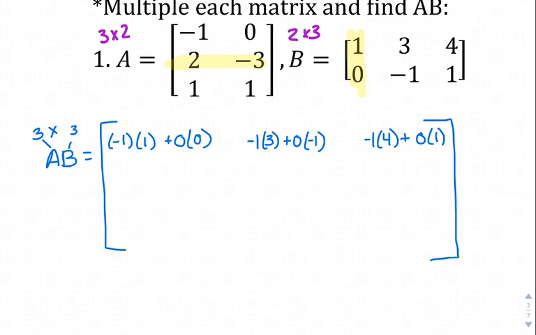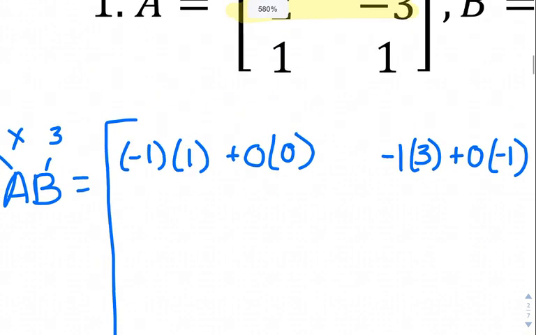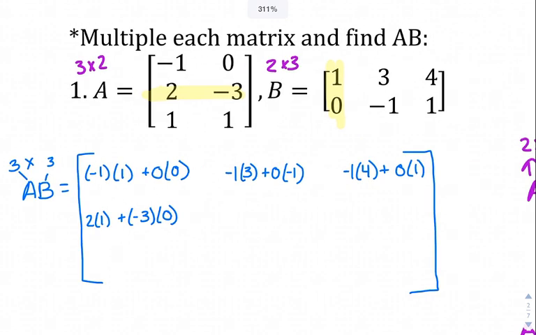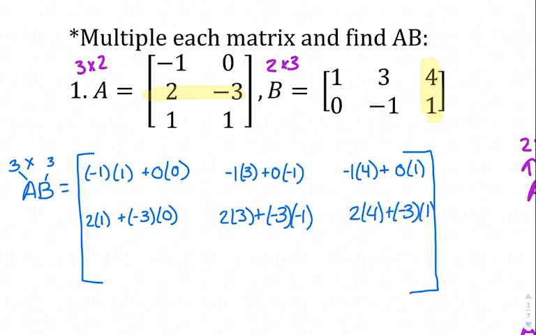So same process, but this time with row 2. So row 2 and then column 1. So it's going to be 2 times 1 plus negative 3 times 0. Then I go to column 2 now, still in row 2. So it's going to be 2 times 3 plus negative 3 times negative 1. And then finally I have to do column 3. So it's 2 times 4 plus negative 3 times 1. So now row 2 is done.